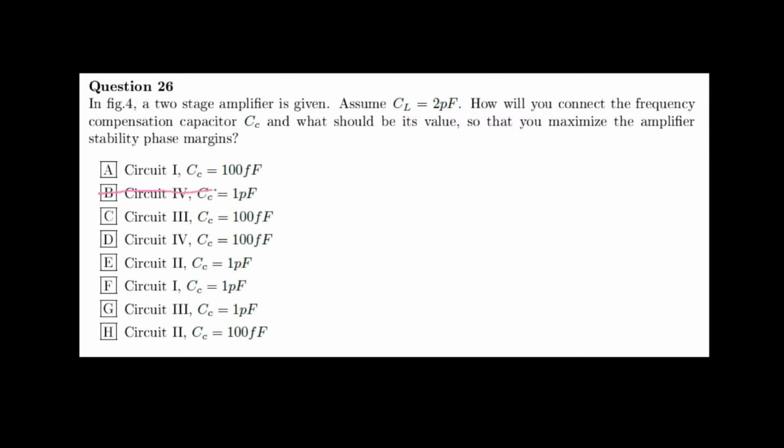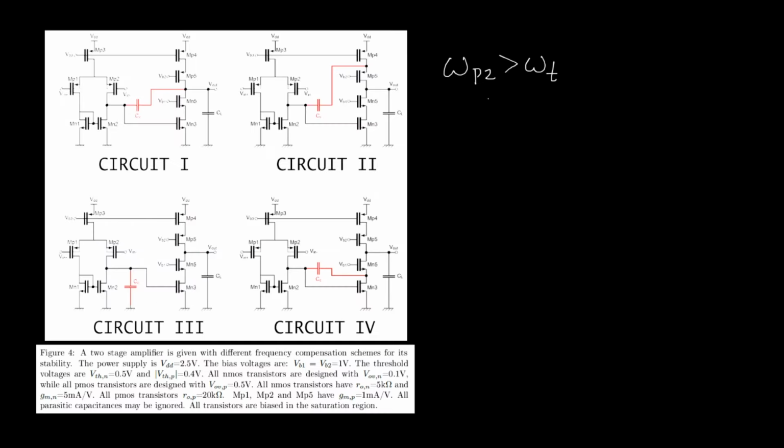So from that we can already eliminate 6 possible answers. There are 2 options left, one with 1 picofarad as a value and one with 100 femtofarads as a value. And to find out which of these 2 we should pick, we have to look at the second constraint that we just formulated. The second constraint is that the pole frequency of the second stage should be larger than the unity gain bandwidth frequency. The reason for this is quite clear if we look at a phase plot.